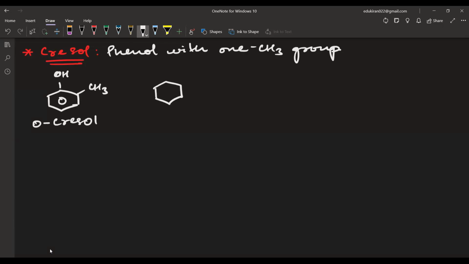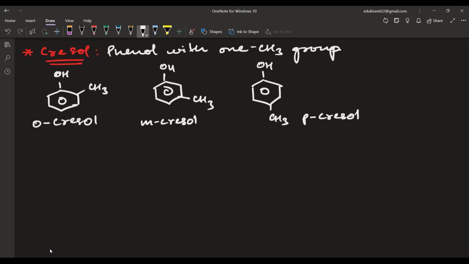If you have a phenol ring with OH and CH3 in the next positions, write the names. I hope you understand the pattern now. Here we have CH3: this will be m-cresol, and this will be p-cresol. I'm writing these because sometimes in the examination they can directly give you cresol, and you will not know what it is.